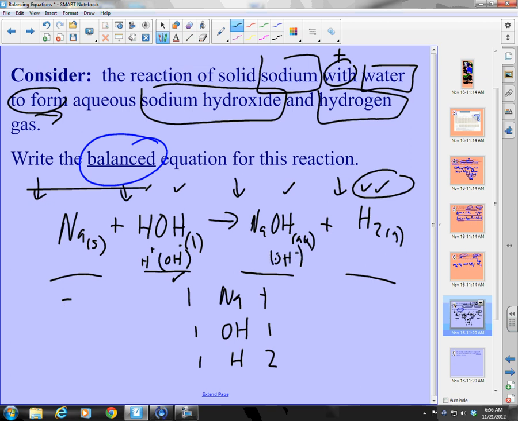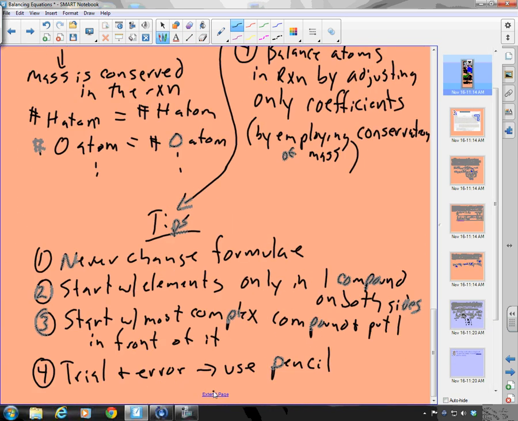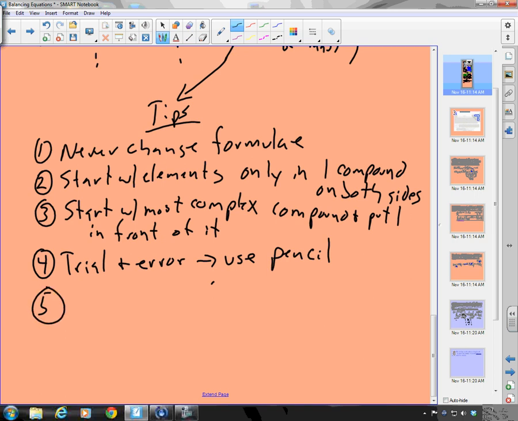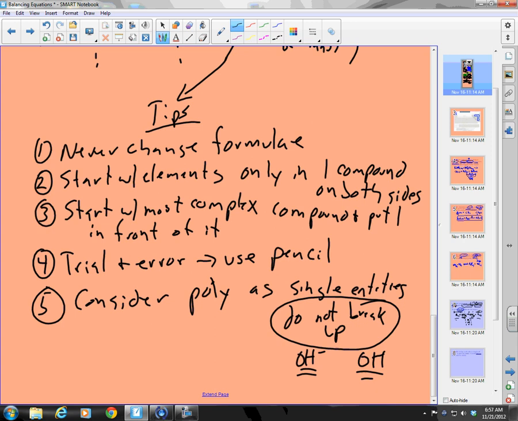Which leads to another tip. Let's write down another tip. When possible, number 5, consider polyatomics as single entities. What does that mean? Don't break them up. Do not break them up unless you have to, when you're trying to balance these things. Look at them as OH minus, as a hydroxide, a whole unit, not as one O and one H, like I did here.